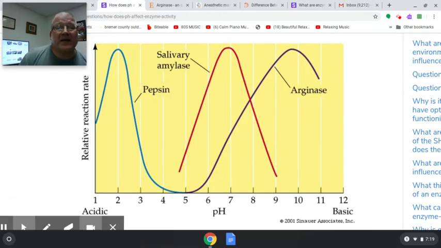So how does pH exactly do this? Okay, so here we have three different enzymes. Pepsin, which works at a very low pH. Salivary amylase, which is the saliva enzyme that starts to break down carbohydrates in your mouth. Okay, and arginase, okay, which is going to work at a much higher pH.